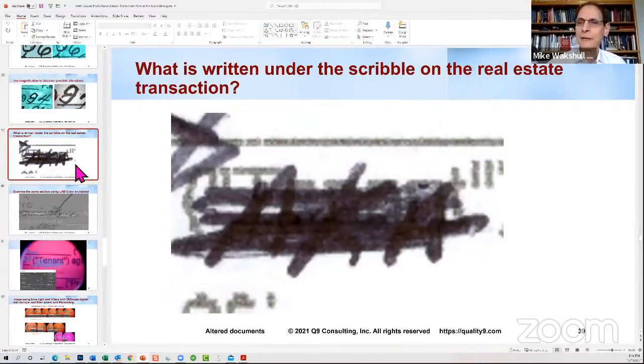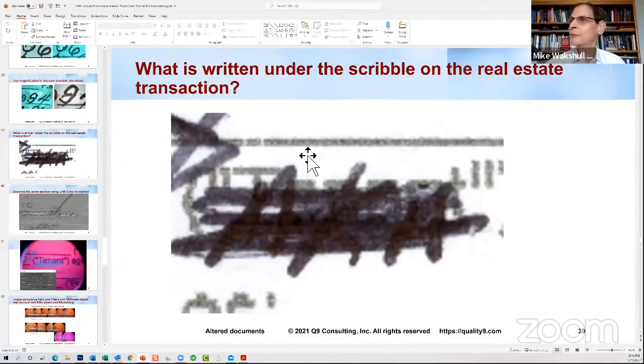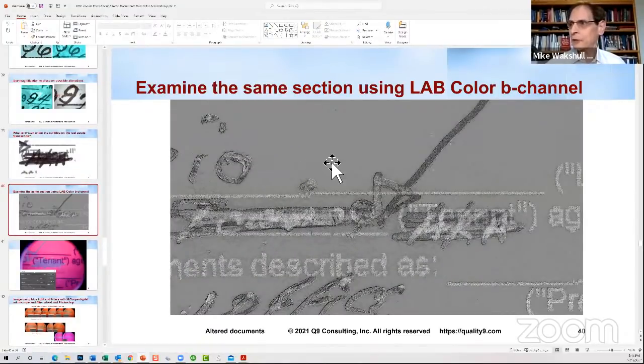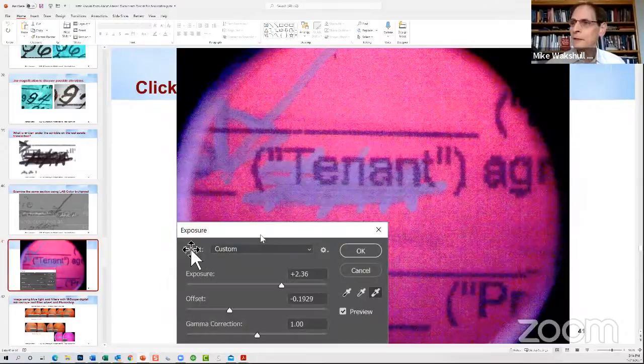This was a case out of Palm Springs. And what did it say under the scribble? That was part of my task. Okay, good. I was just saying, I don't know. So using different techniques, this was using a technique in Photoshop. You can see under the scribble, here's the person's name, and it said AKA. But the question is, what did it say in the print? Well, using other techniques, using different lighting, and then bringing it into Photoshop and doing an exposure adjustment, you can see that it said tenant under it.